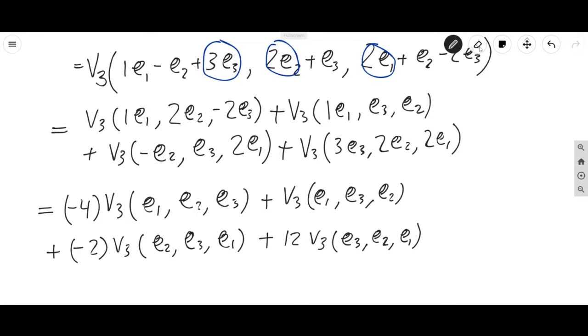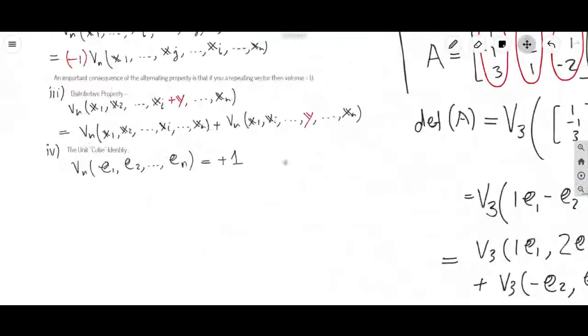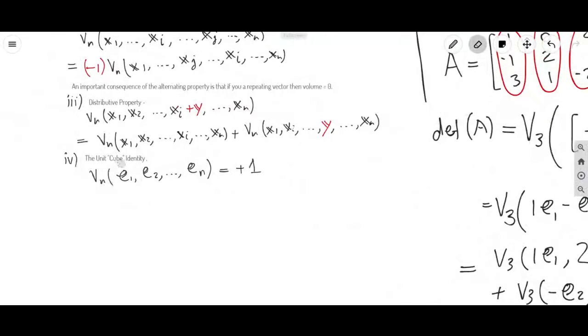So now it remains, the reason why this is good is because everything is now expressed in terms of the standard basis. But you will notice that some of these are out of order. This is in the correct order. This is E1, E2, and E3. This is in the correct order. And what this means is, if you look at this property over here, this is the unit cube identity. If you write the standard basis, which represents a unit cube, its volume is equal to 1.